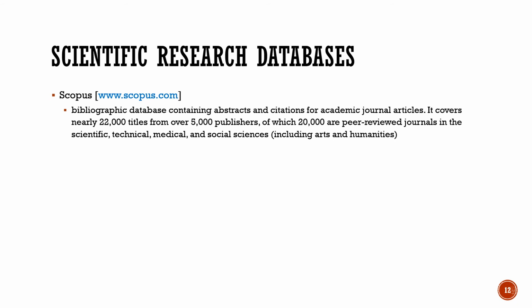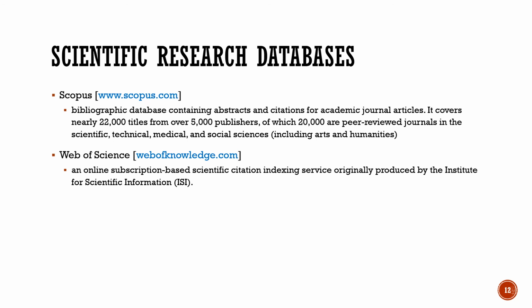At least for electrical engineering and most of engineering, Scopus is one of the very important databases, and the journals listed there include IEEE journals. Scopus has 22,000 titles, from over 5,000 publishers, with more than 20,000 peer-reviewed journals. And it's a very important database. It covers technical, scientific, medical, and social sciences, and even some arts and humanities.